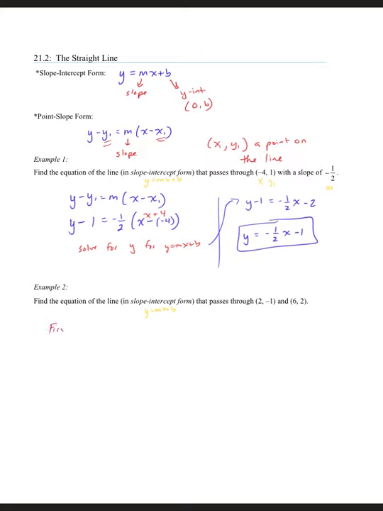So first, we want to find the slope. So we have x1 and y1, x2 and y2. So we have 2 minus a -1 over 6 minus 2. Well, this would be 2 plus 1 is 3, 6 minus 2 is 4. So now we have a slope of 3/4. Now we think about, okay, what information do I know? Well, I know the slope and I also know 2 points. And then right then it should click, wait a minute. If you know a point and a slope, you can use point-slope.